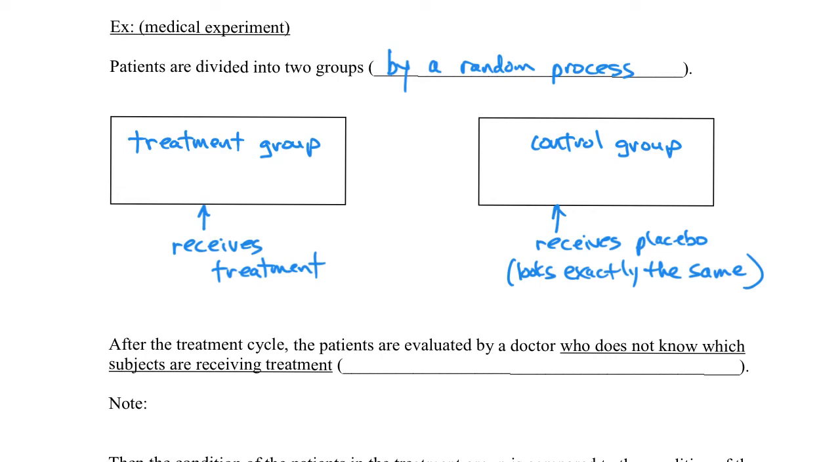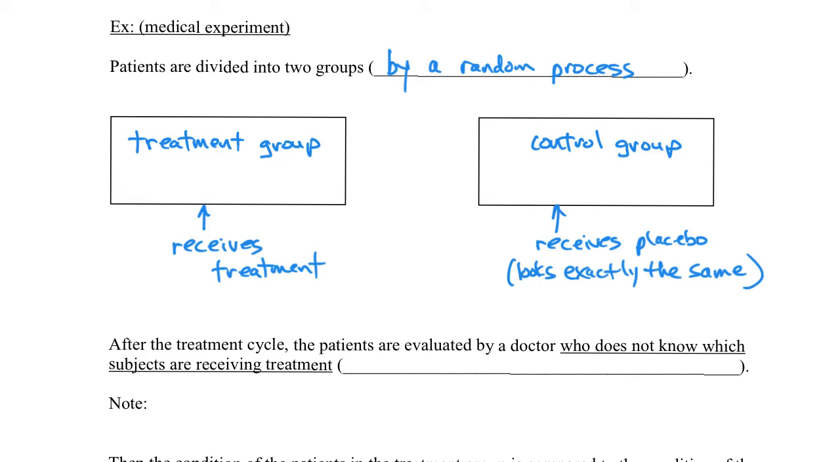So the key is that these people don't know what group they're in. So you have a whole bunch of patients. They're all going to participate in this study. You divide them randomly, so you have these two groups. This group is going to get, say, some pill. This group is also going to get a pill, but this will not have the active ingredient, and this group doesn't know that. So you don't know what group you're in.